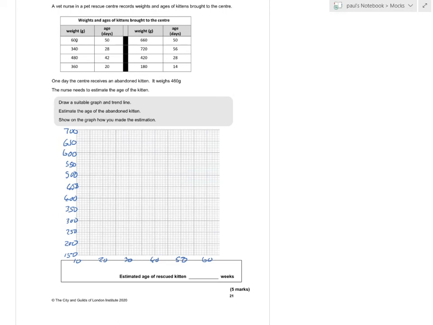Right, so look, 50 days, 600 grams. 28 days, 340 grams. So 28 days is about there. 42 days, 480, about there. 20 days, 360.